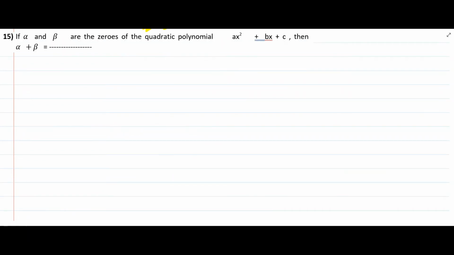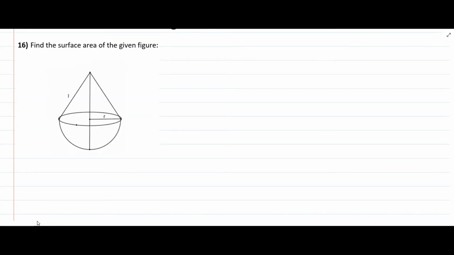Let's move on to the 15th question. If alpha and beta are the zeros of the quadratic polynomial ax square plus bx plus c, then alpha plus beta equal to. So this is a direct question. From the given equation, it is the standard form of the quadratic polynomial. So we know the relation alpha plus beta equal to minus b by a.